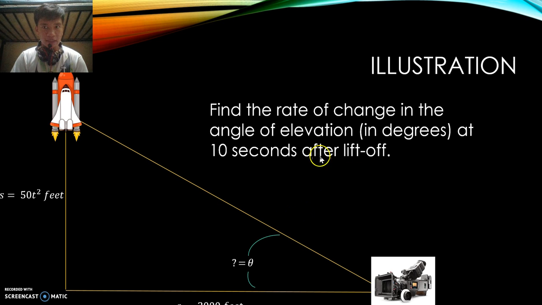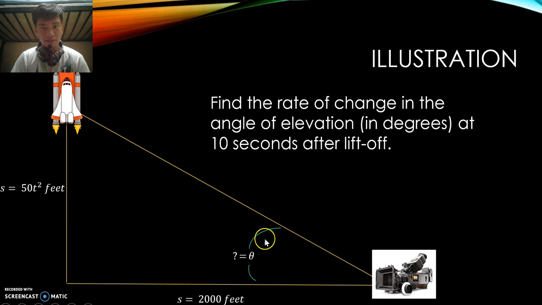So here is the illustration. This point is what we call the launch pad. The distance from the launch pad to the position of the space shuttle after 10 seconds is 50t² feet, while the distance of the launch pad to the film crew is 2,000 feet. Find the rate of change in the angle of elevation. This is the angle of elevation, so we're going to solve for it.